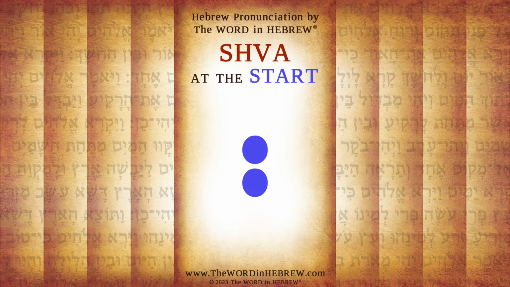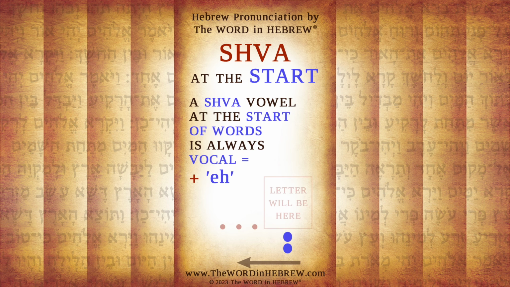Now let's see an example with the SHVA vowel at the start of a word. As I mentioned before, a SHVA vowel at the start of words is always vocal, meaning it adds the E sound. So for example, the base sound of Vav is V. A SHVA in the beginning of a word makes E, so together at the start of a word, they make Ve. And this combination in the beginning of a word is a prefix meaning and.